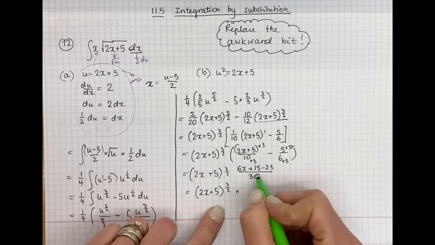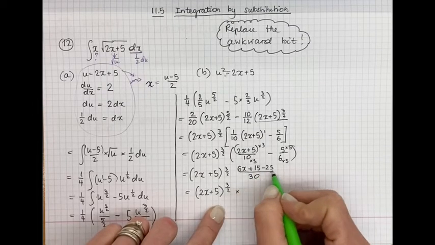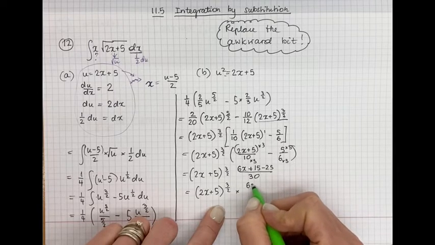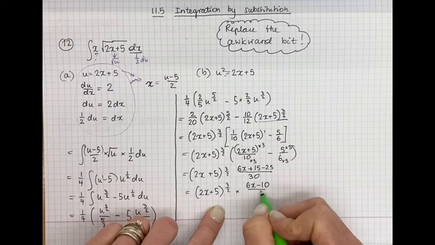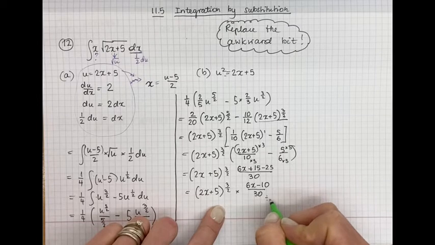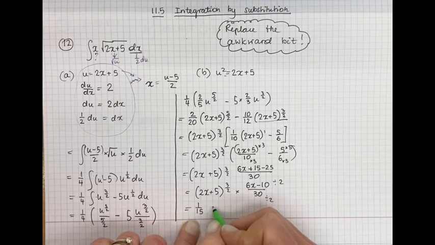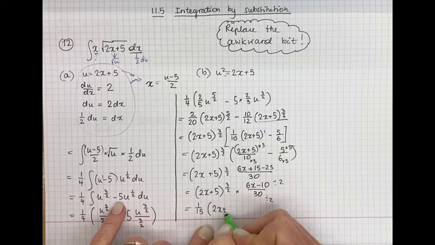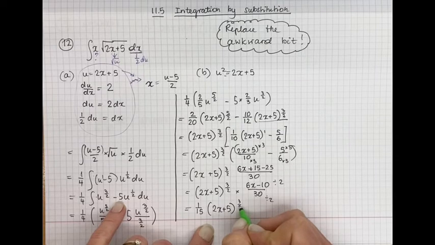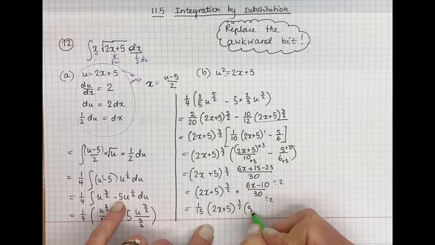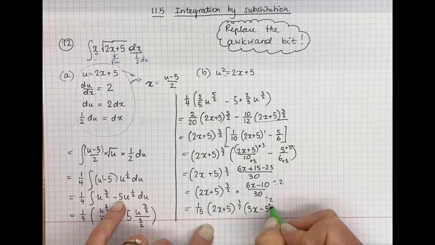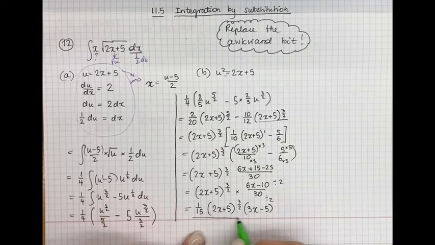And then this one here is going to be 6x minus 10 over 30. Now you can divide by 2, and you've got 15, so you can take the 1/15 out, and you will have 2x plus 5 to the power of 3 over 2, and then 3x minus 5. There you go. That is quite challenging.